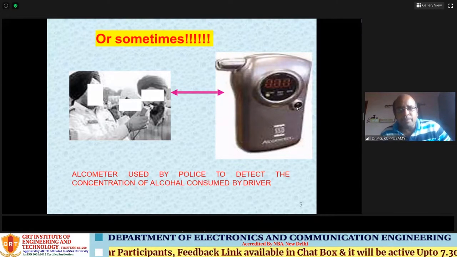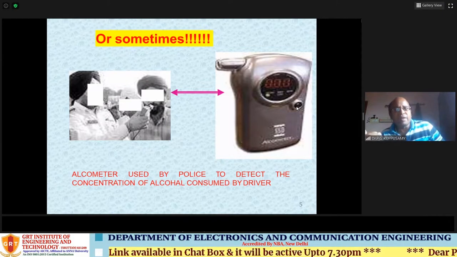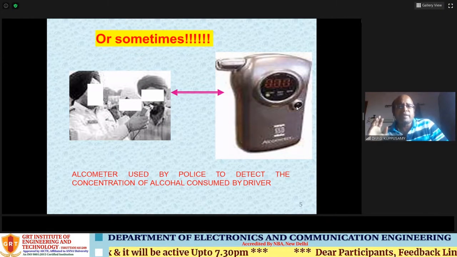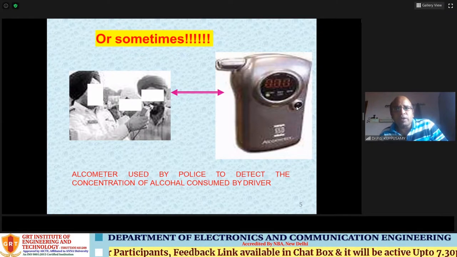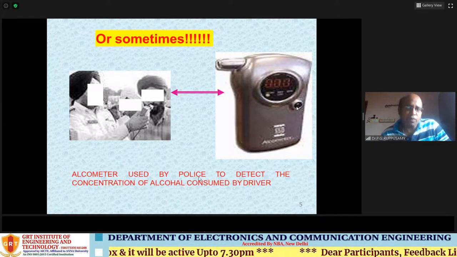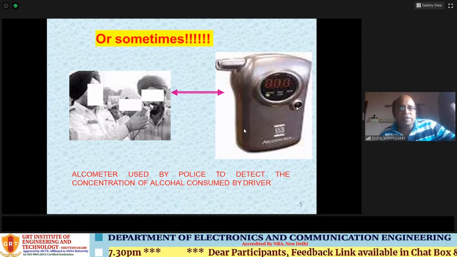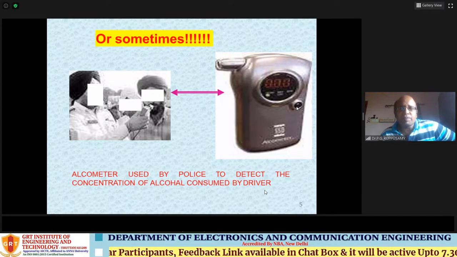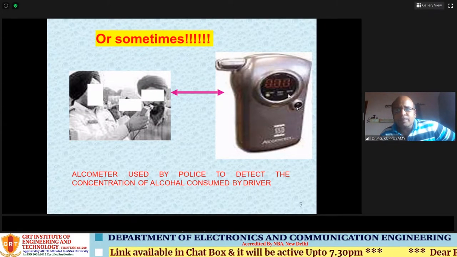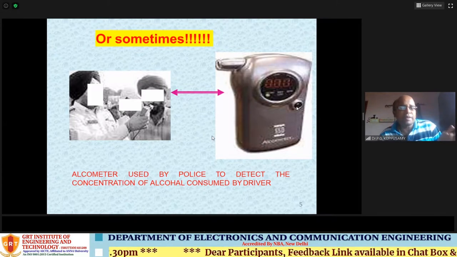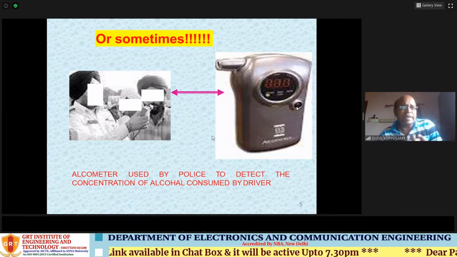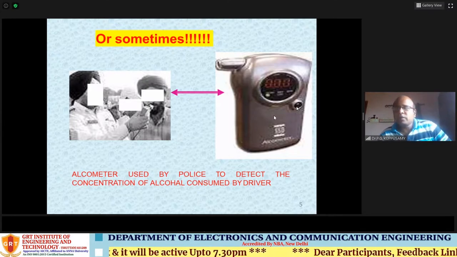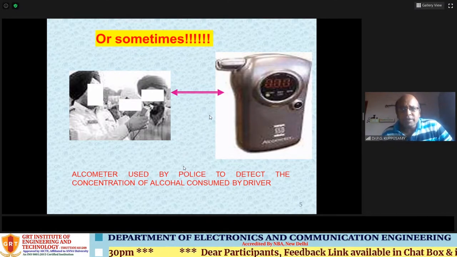Now take one more example. In our regular life, on roadsides, in the city or in villages, an important problem is alcohol content, right? In order to find out alcohol, an alcometer is used by police, and not only police. Many systems detect the concentration of alcohol consumed by the driver. See, this is called an electronic system. This kind of electronic system or sensor system can be used to find out the concentration of alcohol level from the body. The level will be sensed with the help of this device by electronic components.